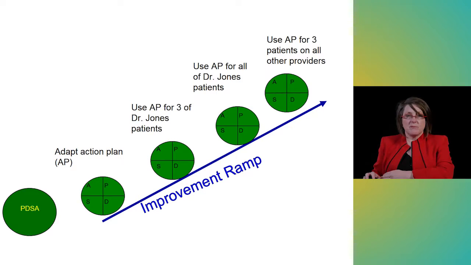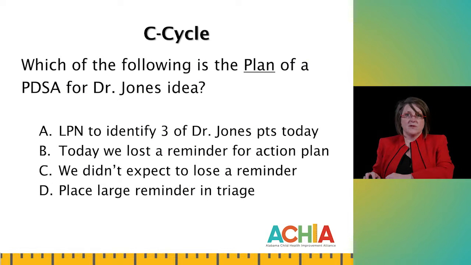So you can start planning an improvement ramp, which includes several PDSAs in succession. Here's just an example of a couple. First of all, adapt an action plan, then use the action plan for 3 of a single doctor's patients. Then use the action plan for all of that doctor's patients. And finally, think about using the action plan for 3 patients of all of the other providers in that practice. So we've covered C for cycle.